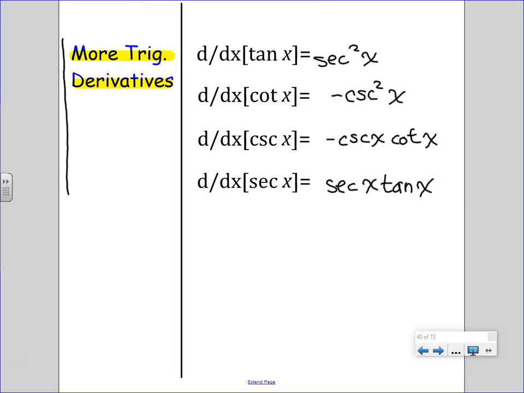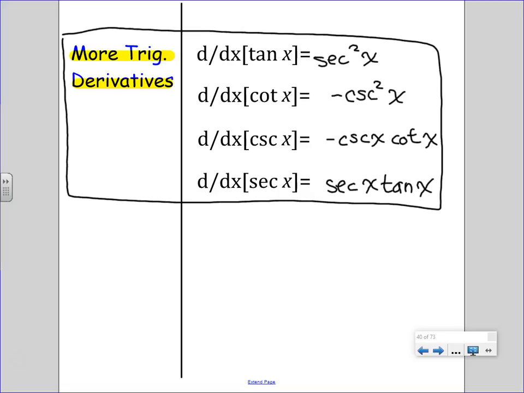However, I think there's something kind of important that we didn't write down yet from this section. And what was it?